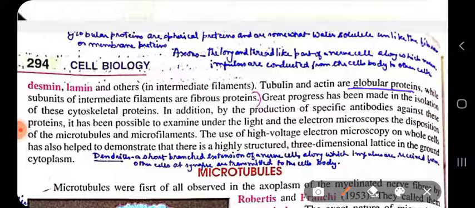While the subunits of intermediate filaments are fibrous proteins. So, this means lamin, keratin, they are fibrous protein. They are not soluble in water, right? And they are non-globular. Okay. So up to this much you should see and write as notes. I will not write all the things here.